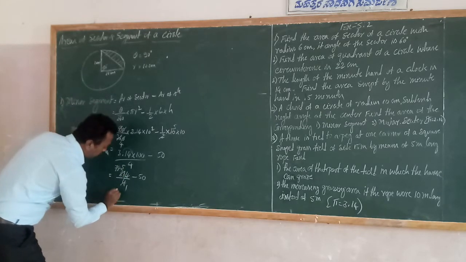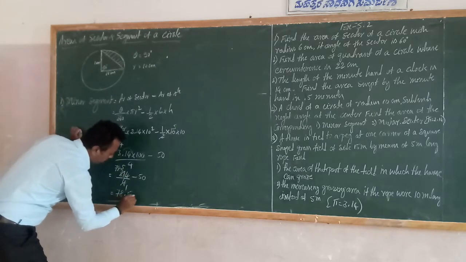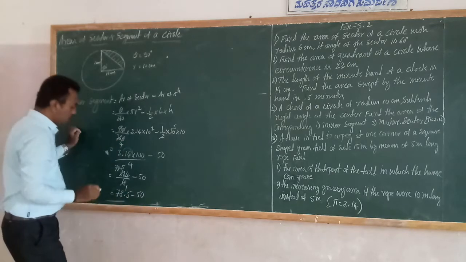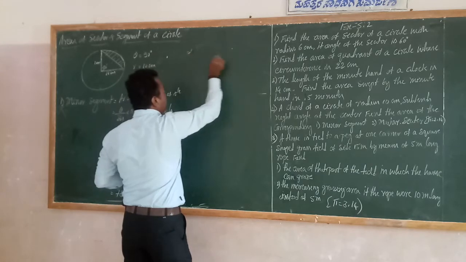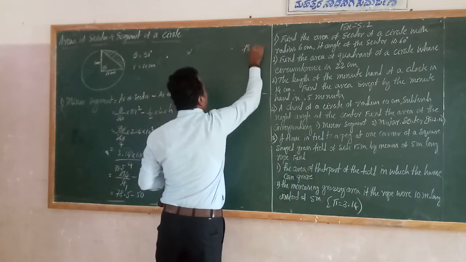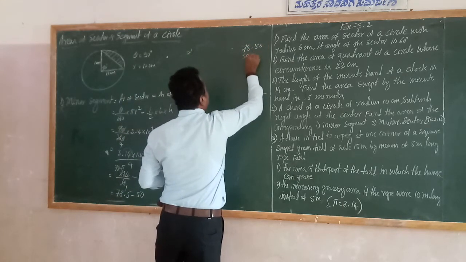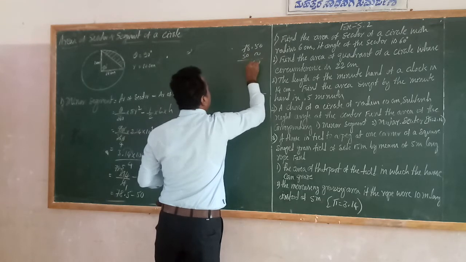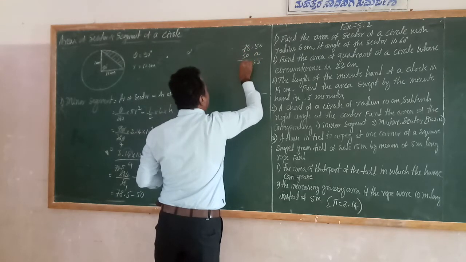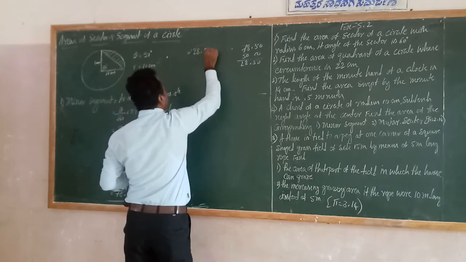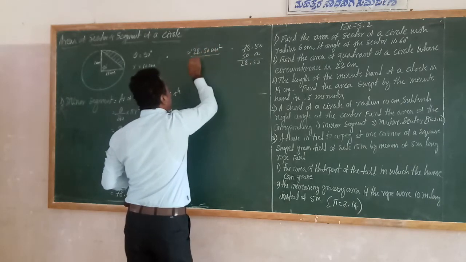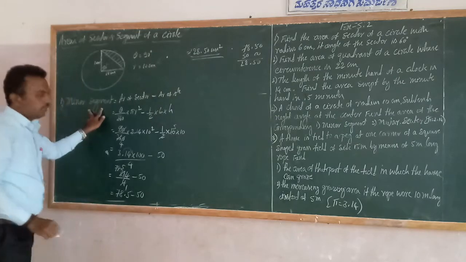So 78.5 minus 50. Okay, 78.5 minus 50 will become how much? It is equal to 28.50. So 28.50 centimeter square. This is the area of the segment.